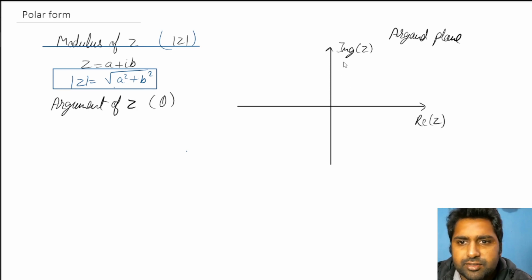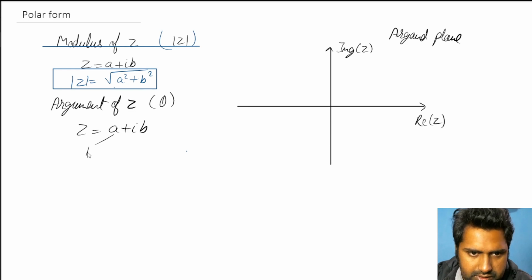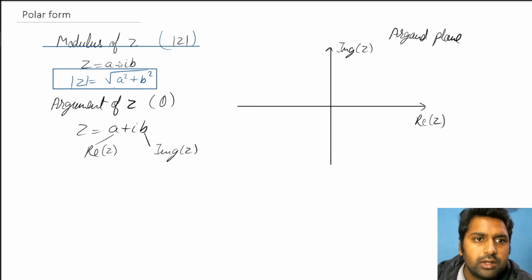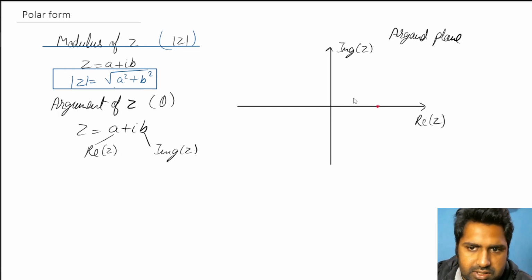So instead of x-axis, y-axis, you have two axes. One is real part of z, one is imaginary part of z. If we look at z, z was a plus iota b. This was the real part of z. This was the imaginary part of z. Okay, so let's plot this. So real part is a, so some length a. Okay, imaginary part is b, so some length b.